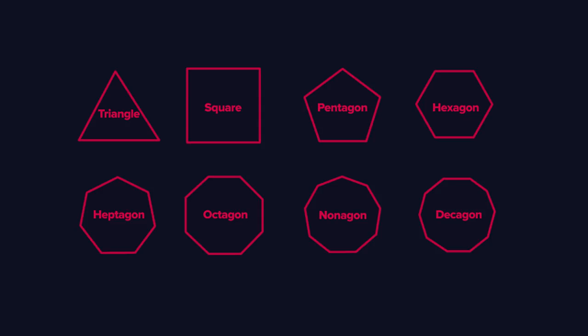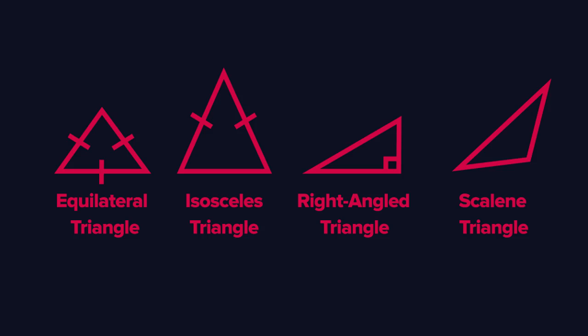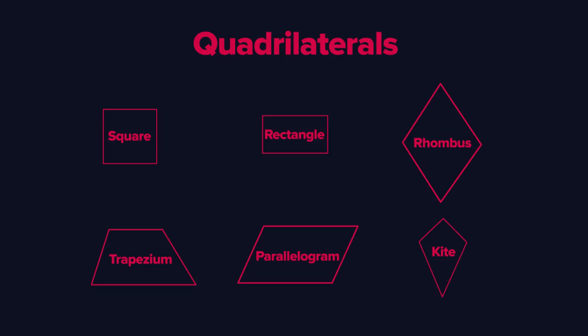Depending upon how many sides they have, different polygons have different names. Starting with 3 sides, I'm pretty sure you already know these are called triangles. There may be different types, but they all have 3 sides and 3 angles. Next come quadrilaterals, 4 sides, 4 angles.